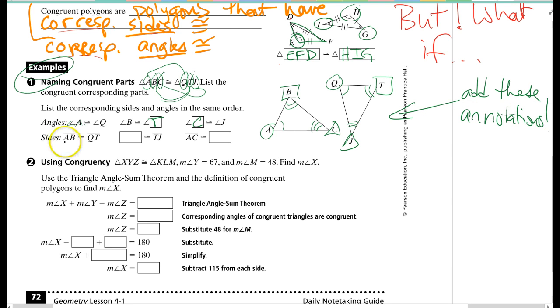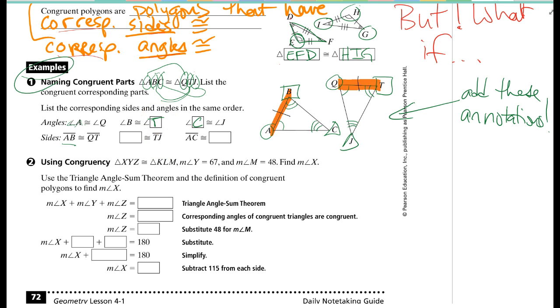And now how about the sides? Side AB matches up with QT. Okay, so I've highlighted them. I should have probably used the hatch marks like I said we were going to. So I'll put 1 there and 1 there.